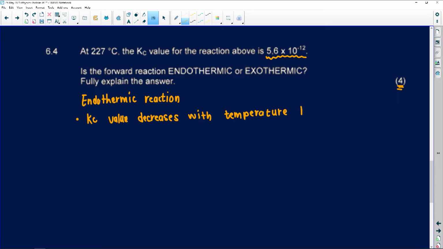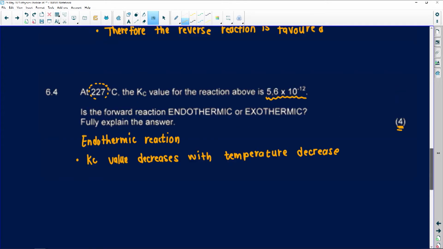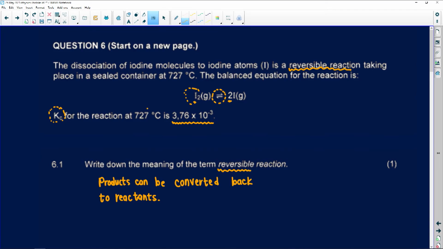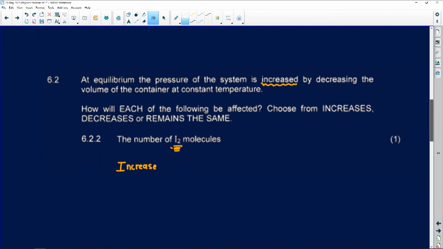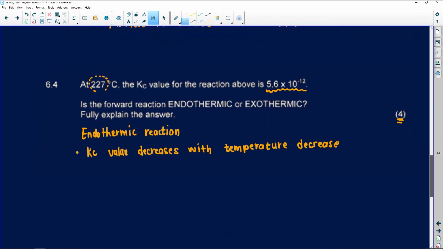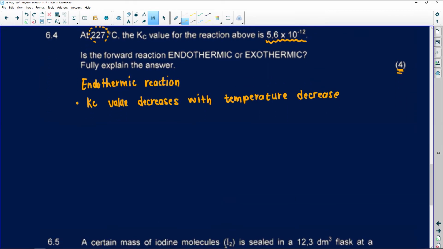With a temperature decrease, I can see that now my temperature is 227. Initially, my temperature was 727. So I can see that the temperature decreased. A decrease in temperature will decrease the Kc value. The Kc value will decrease with a temperature decrease. And what else happens? We then favor the reverse reaction.